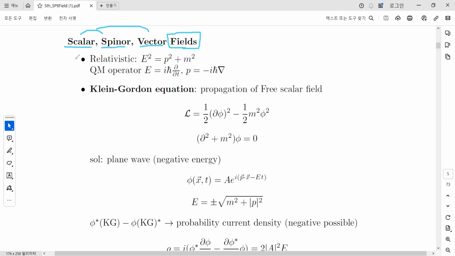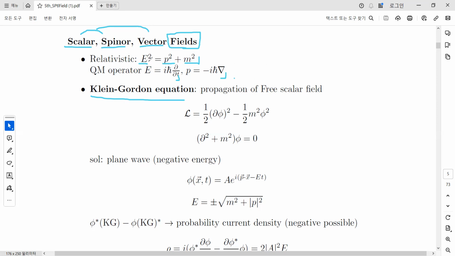In relativistic quantum mechanics, there are two important formulas. There is a relation between the energy, momentum, and mass from the relativistic momentum. And in quantum mechanics, the energy and momentum operators can be represented by d/dt and d/dx. By combining both, we can obtain the Klein-Gordon equation as a relativistic quantum mechanics equation. It represents the propagation of the spin-zero scalar field.